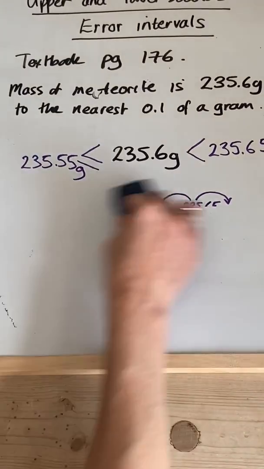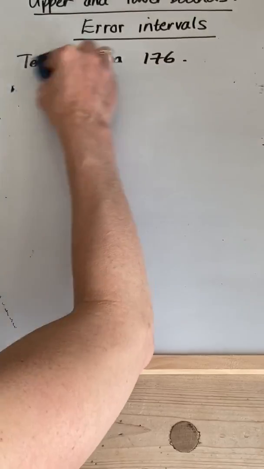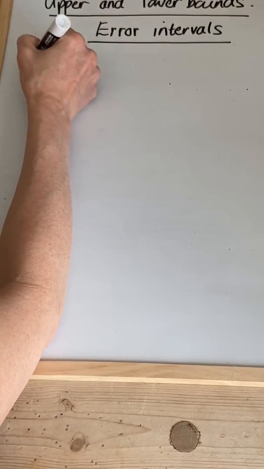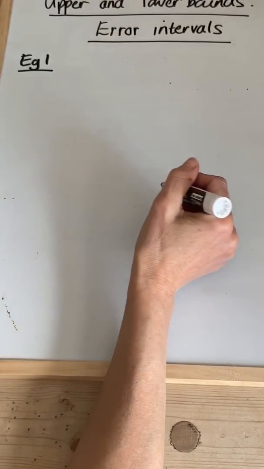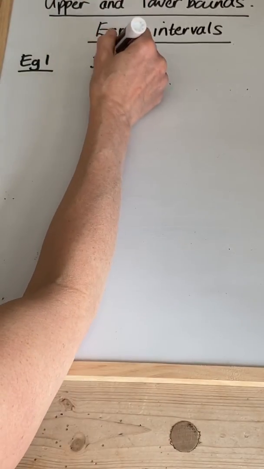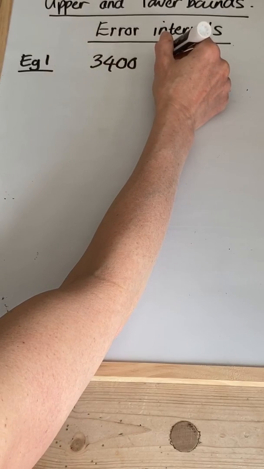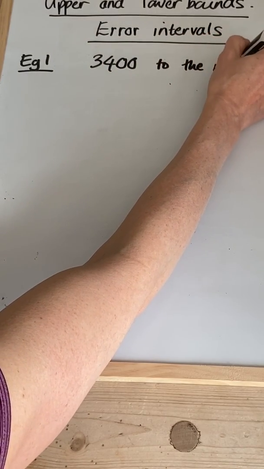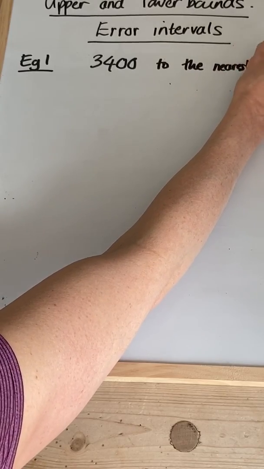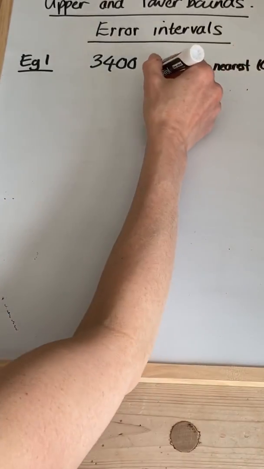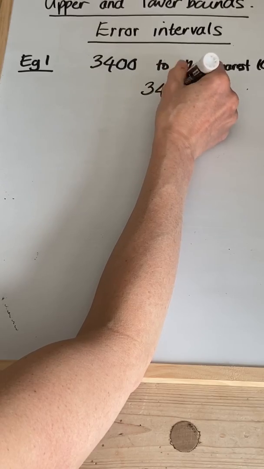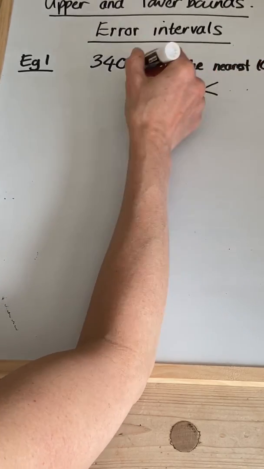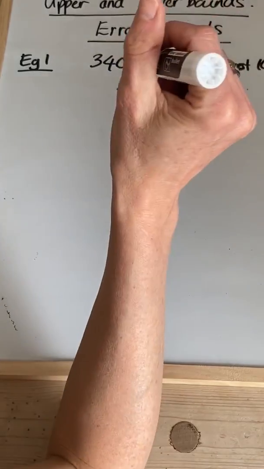So let's just do them one at a time, and you can write them down as we go along. The first one, I've got the number 3,400, and it is to the nearest 100, and I want to find the error interval, or the upper and lower bound. So 3,400 there. And I'm going to put in my inequality signs ready.